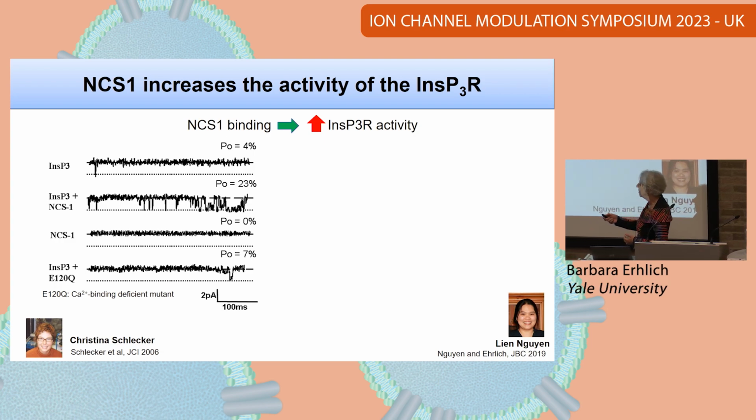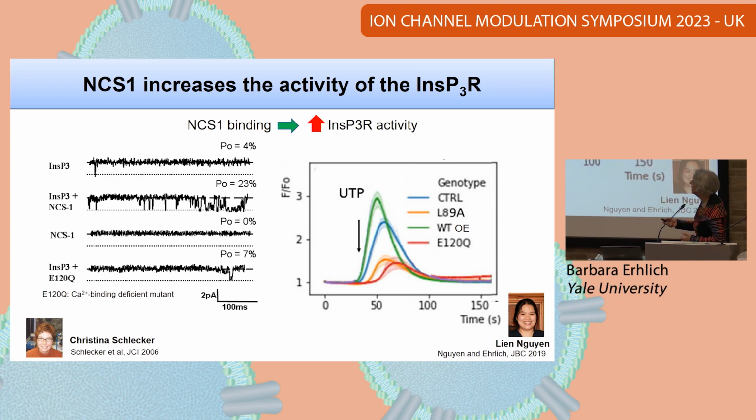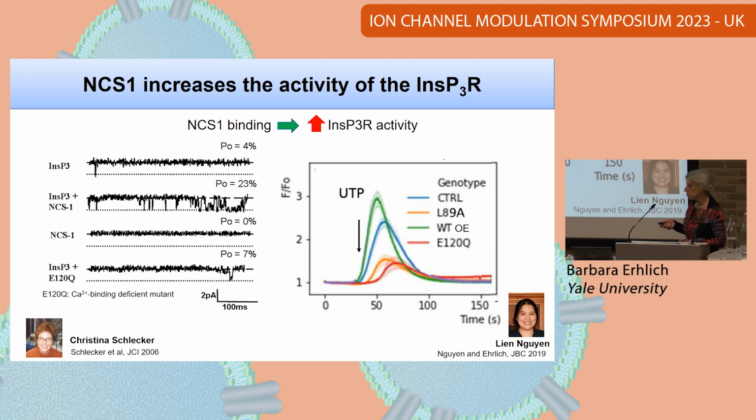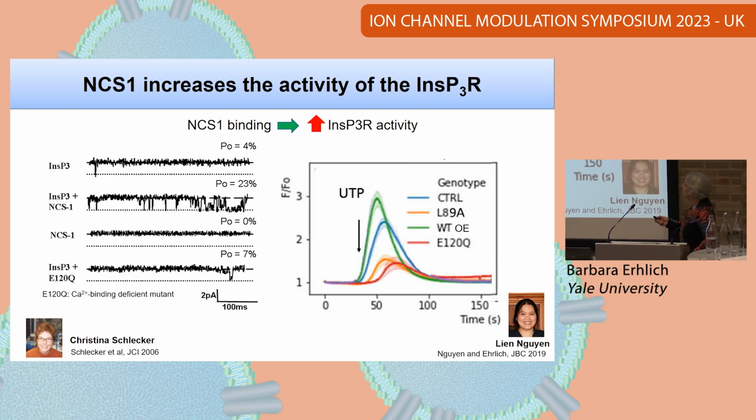What about in a cell? Sure enough, we've done it in a variety of different cell types. This is a neuroblastoma cell type. This is time on the x-axis, and this is the calcium magnitude in the cytoplasm, where the higher the number, the higher amount of calcium inside the cell. You add, here we added UTP, it doesn't matter. I don't care about the agonist. I just care that we turn on IP3 production.